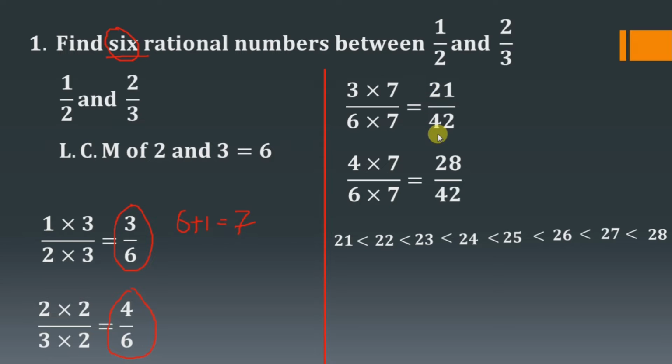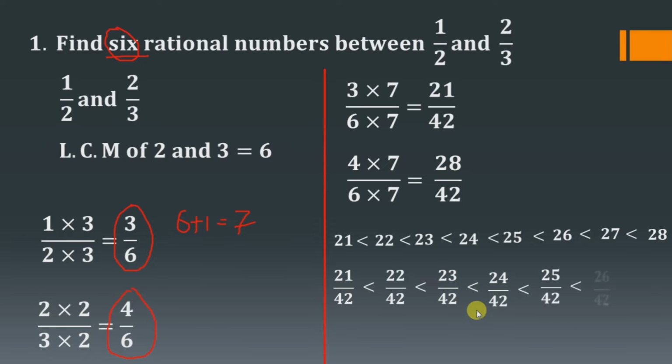But I have 21 by 42. So now I'll divide all these numbers by 42. So it becomes 21 by 42 less than 22 by 42, less than 23 by 42, less than 24 by 42, less than 25 by 42, less than 26 by 42, less than 27 by 42, less than 28 by 42.